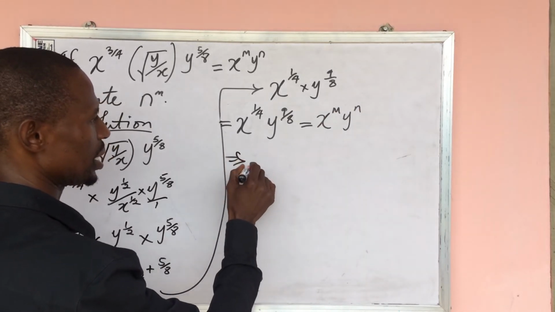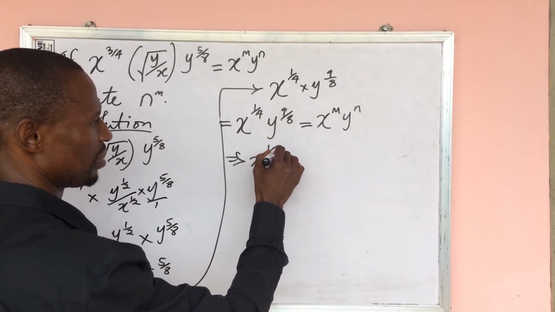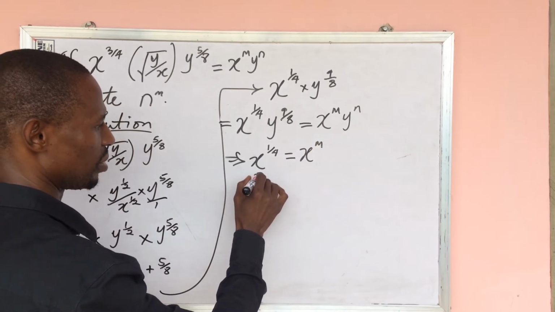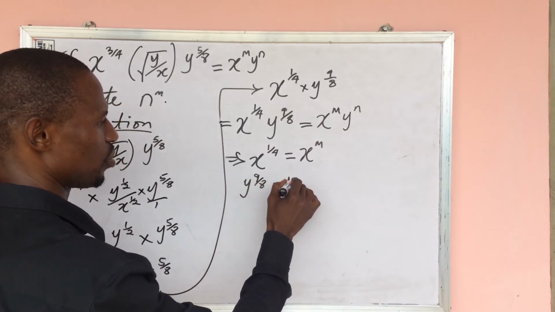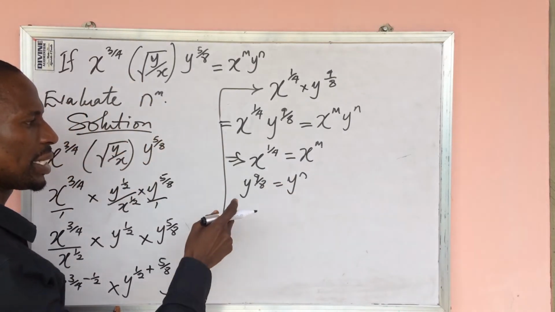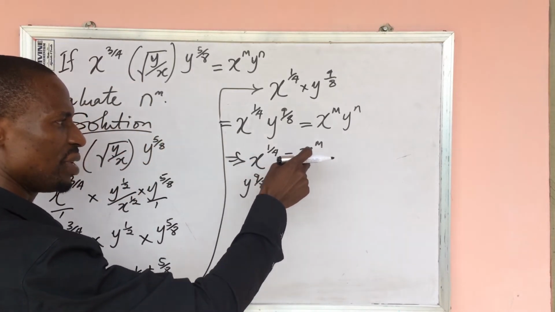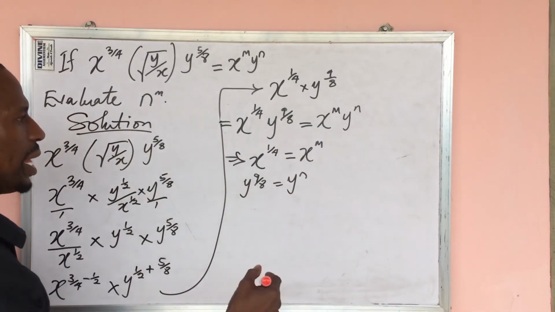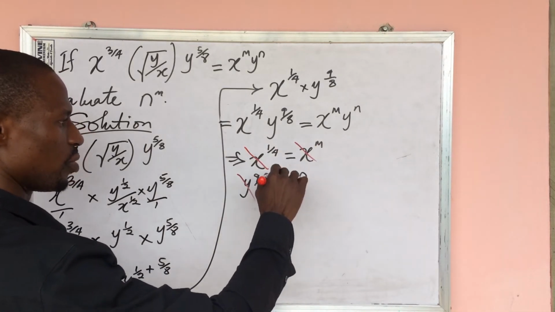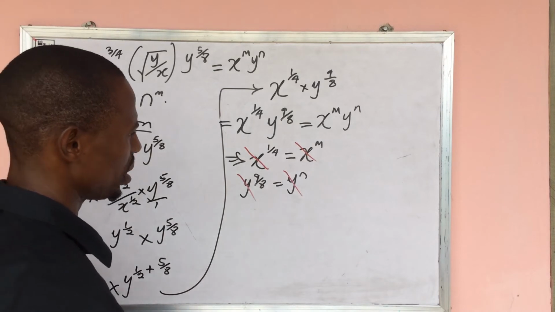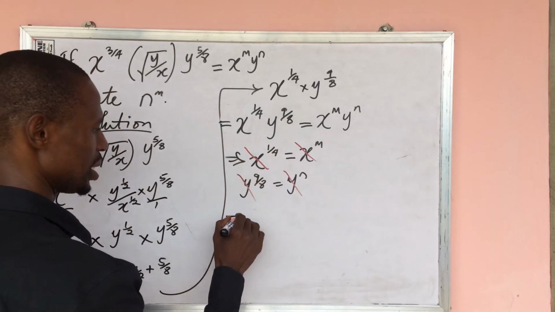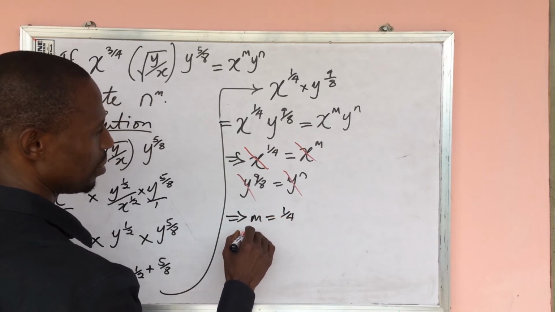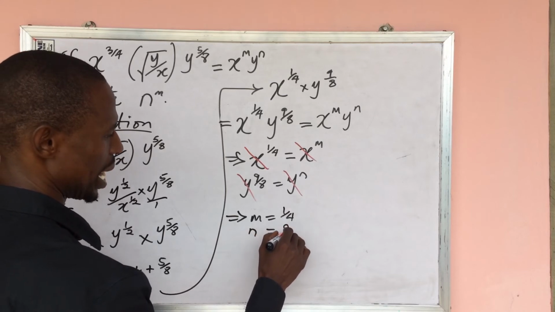So this simply means x raised to 1 over 4 is equal to x raised to power m, and y to the power of 9 over 8 is equal to y to the power of n. Since there is an equality sign and the bases are also the same, we can equally strike out the bases. So x will go with x, y will go with y. We are now left with the powers. So equating the powers, this implies that m is equal to 1 over 4 and n is equal to 9 over 8.